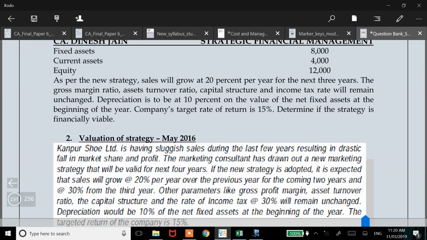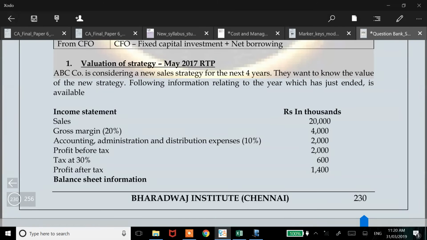Income tax rate will remain the same. So what I'm going to do is, the sales will grow at the rate of 20%, gross margin will grow at the rate of 20%, my expenses I assume will be the same 10%, that's my assumption. My expenses will continue to be at the rate of 10%. So PBT, profit before taxes, is basically 10% of sales.